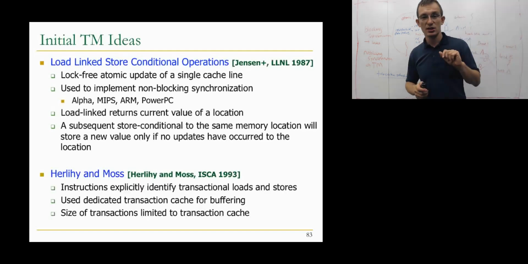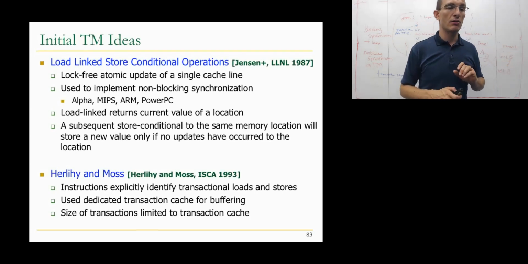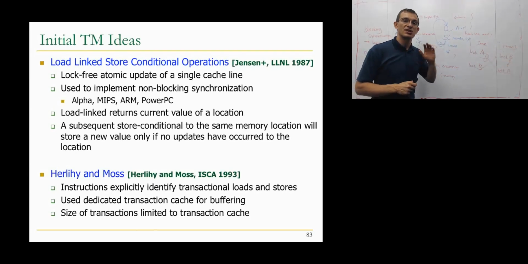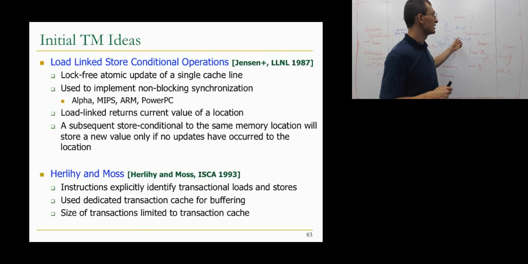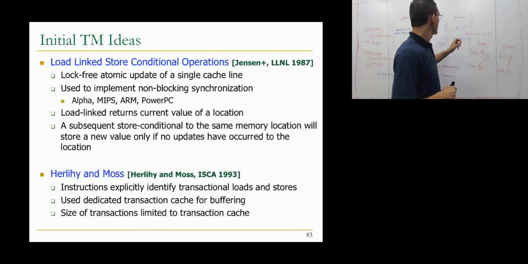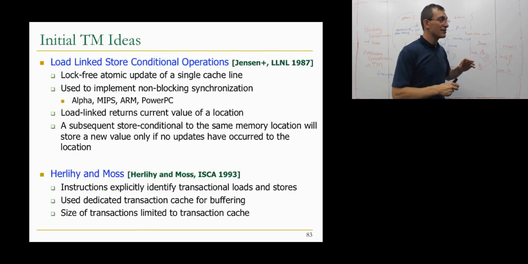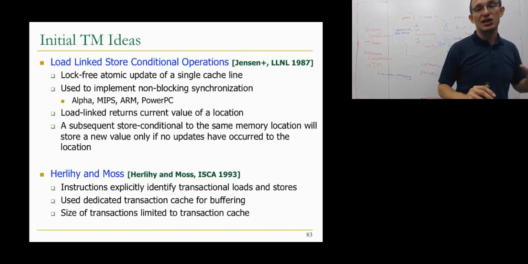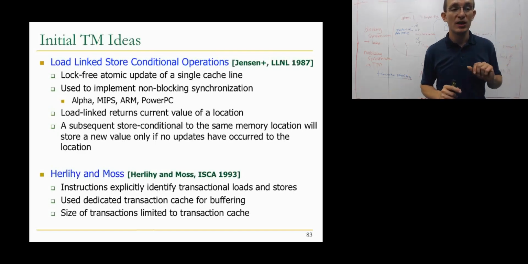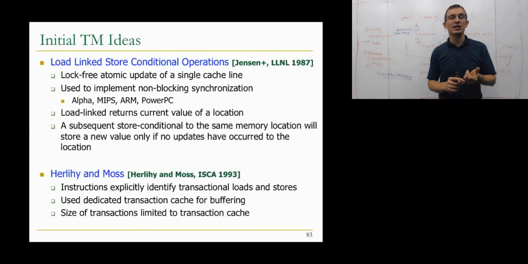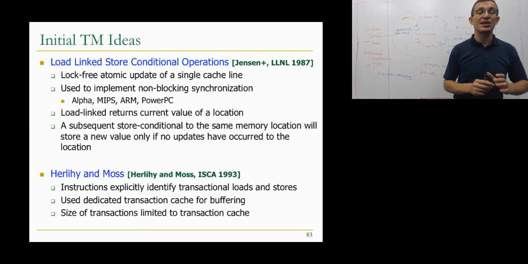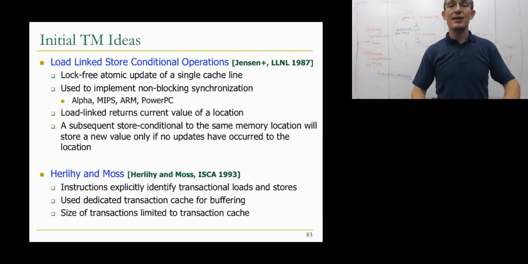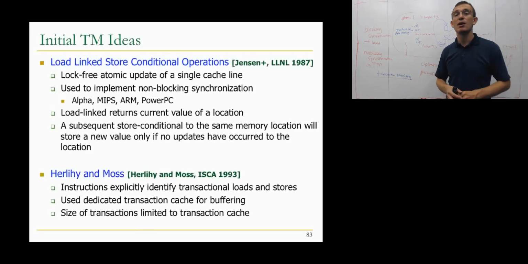Herlihy and Moss, in their seminal ISCA paper, which is assigned to you as required reading, introduced this idea of transactional memory. And you can view transactional memory as a way of providing atomic updates for multiple cache blocks or multiple words at the same time. In their implementation originally, instructions explicitly identified transactional loads and stores, and there was a dedicated transaction cache for buffering.